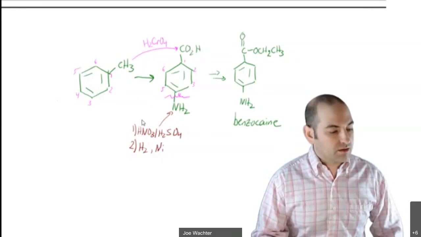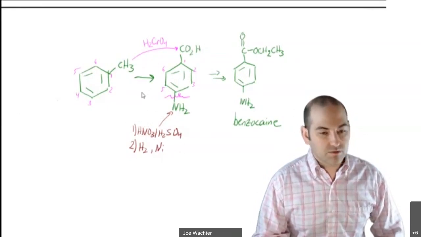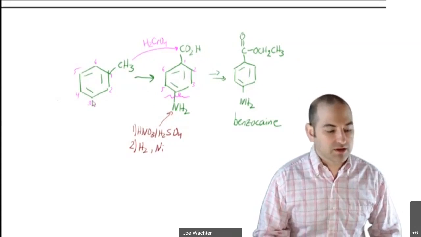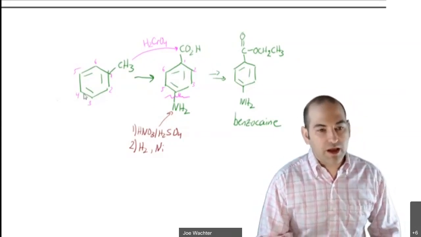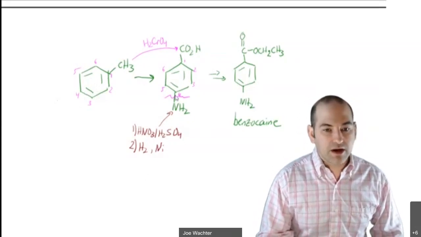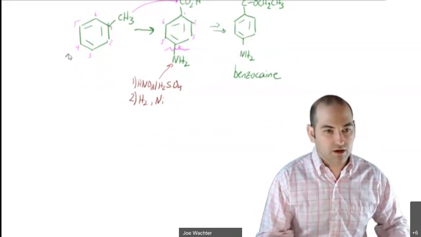But the potentially tricky part here is we have to be careful about the order that we're doing things in because of directing groups. So right now we have an ortho-para director. We don't want to oxidize that into a meta director. We want to put this on first. So let's get some room here. Let's just draw this step by step.